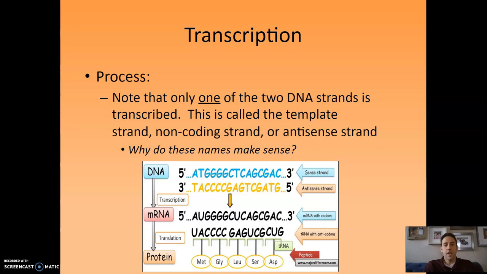That's it. Note, by the way, that only one of the 2 DNA strands is transcribed. This strand is called the template, non-coding, or antisense strand. You can see this strand, in yellow, is what's actually transcribed. A, U, G, G, G, G. This is the antisense strand because the ultimate mRNA is essentially the same, other than T substituted for U's, as this original strand, which is the sense. I don't know, the name makes sense, but it's kind of confusing. So just a minor point.